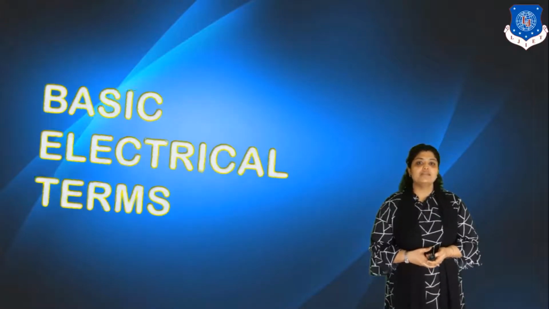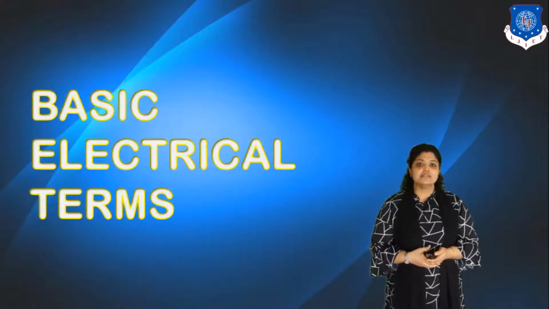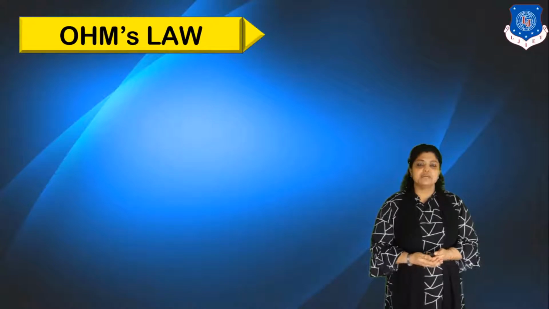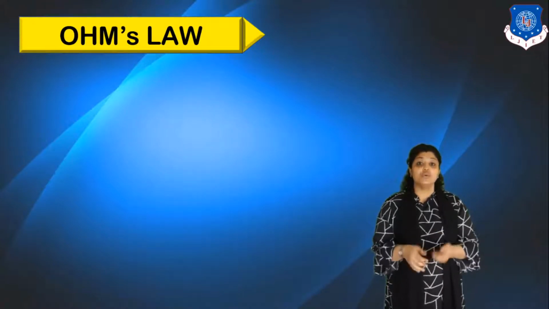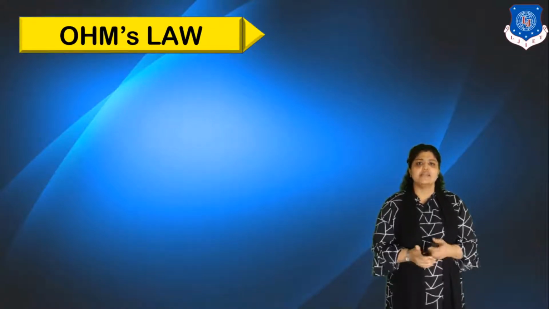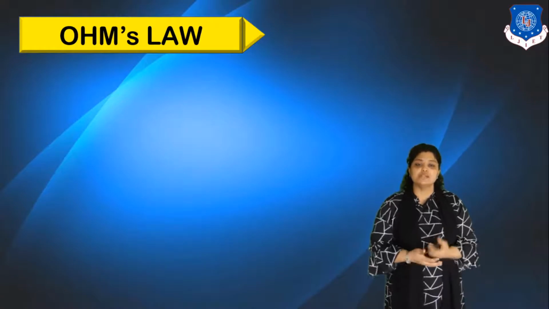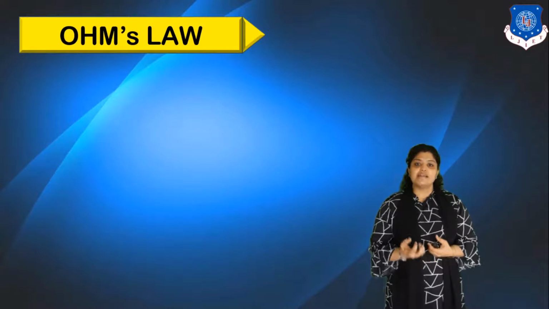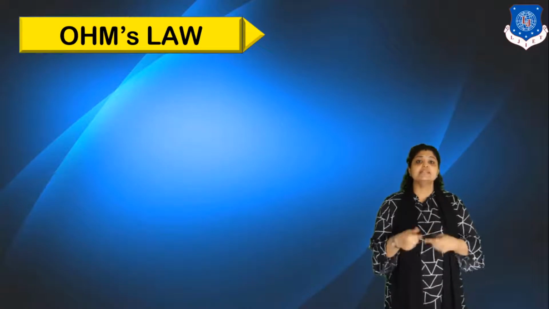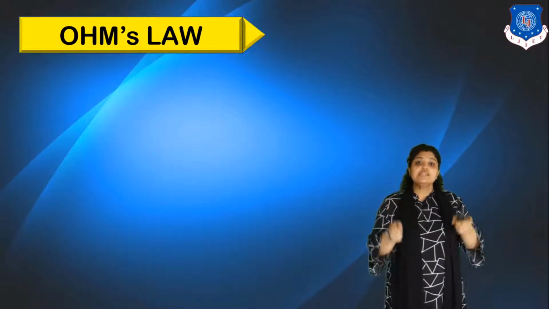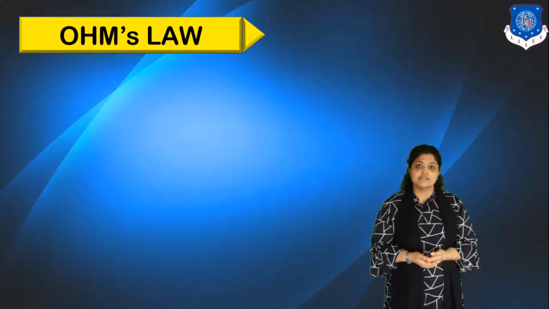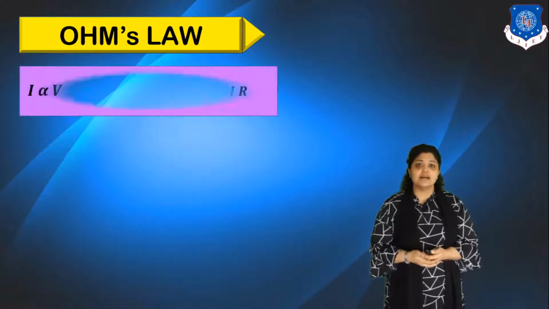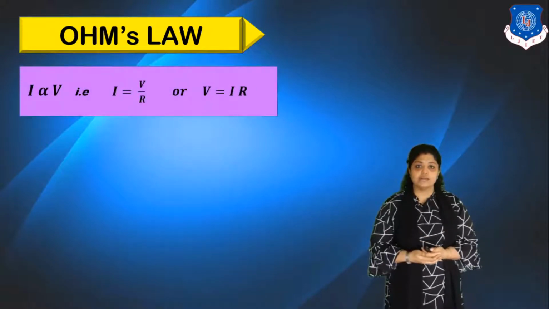So let's start with the basic electrical terms first, starting with the first term, that is Ohm's law. You all know what exactly Ohm's law is. It is very commonly known as V is equal to IR. If you want to define Ohm's law, we can define it as: at a constant temperature and pressure, the current flowing across 2 points is directly proportional to the potential difference across these 2 points. What I'm trying to say is I is proportional to V.